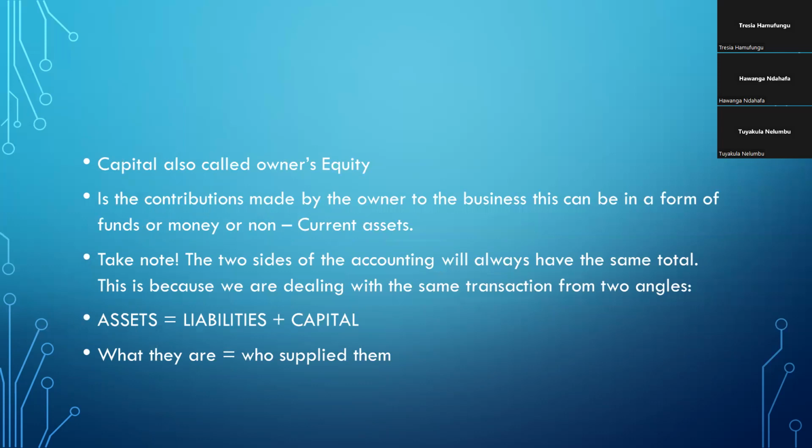In our next slide, we have capital, which is also called owner's equity. It is the contributions made by the owner of the business when starting the business. This can be in the form of funds, which is money, or non-current assets, which can be machinery, vehicles, or any other.